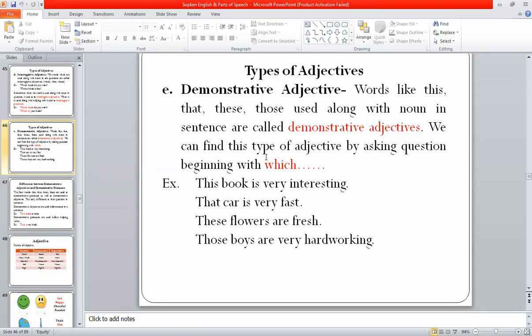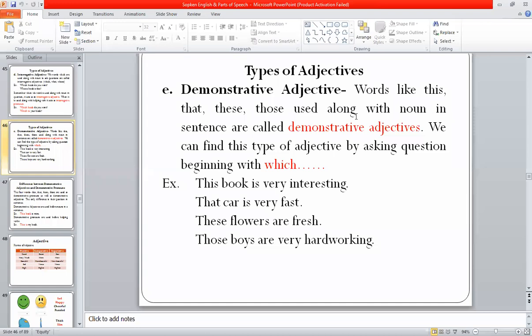We can find this type of adjective by asking a question only. Yes, for this meeting 10 minutes are left. After 10 minutes there will be an interruption in our lecture and you will have to join the lecture once again. So yes, we will cover the maximum in these 10 minutes.